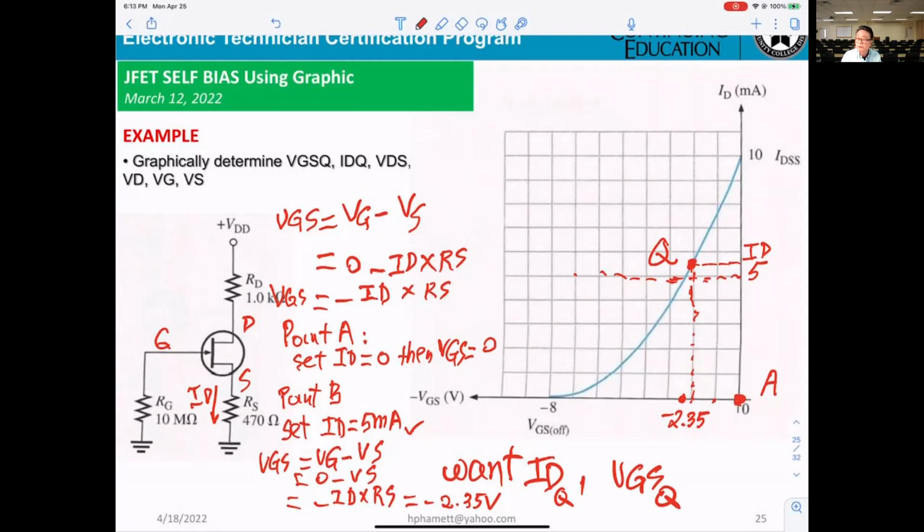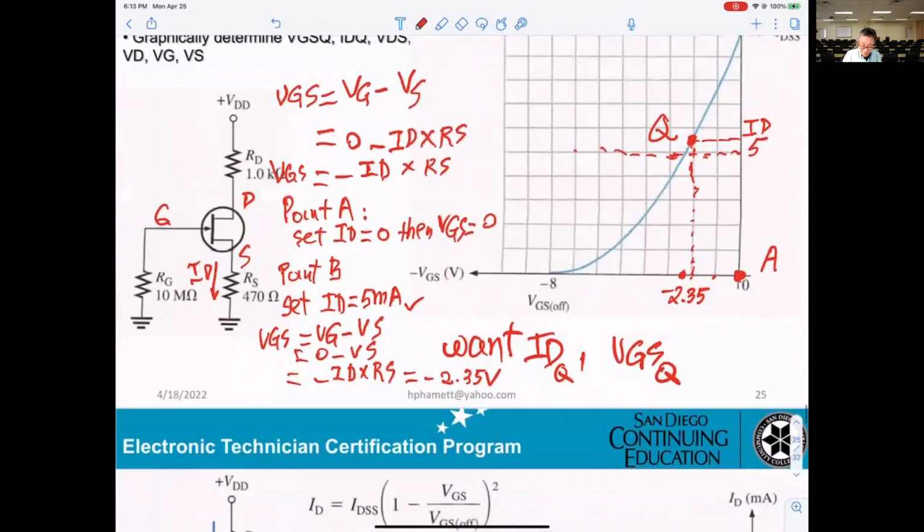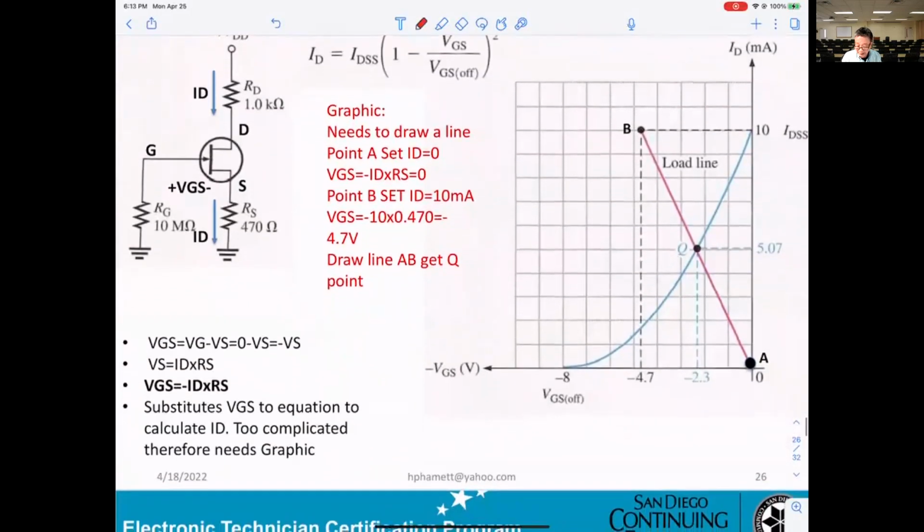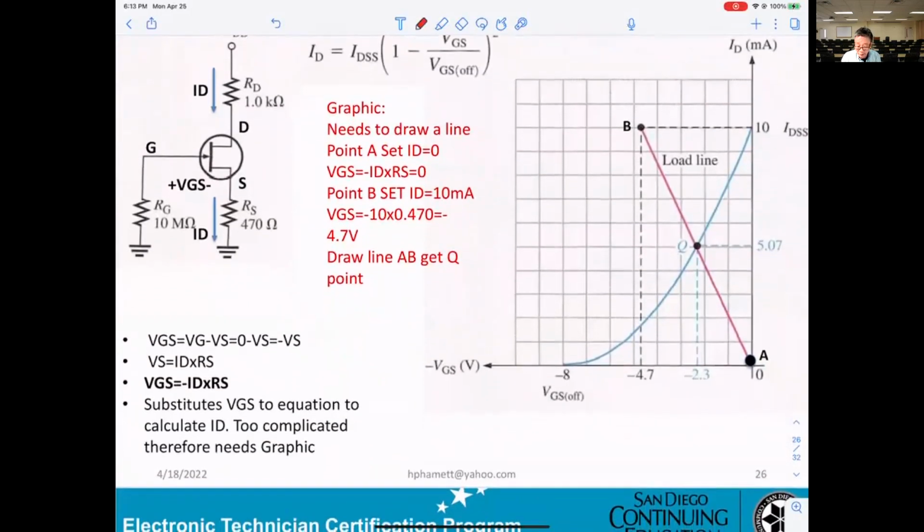That's what we already showed you before. And this one also, they do the calculation like we just did for you. Okay, first point, you get point A. And second point, you get point B. On this one, they're using 10 instead of 5, like we did. That's the difference.